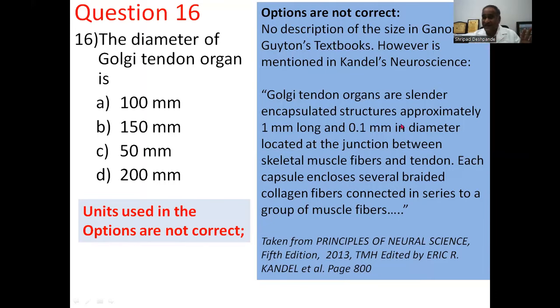These are flower spray endings, just like a spray, like a paint spray, extending over a large area. 100 micron is not a small area, it's a large area, and it's not a millimeter. Units used are not correct, so this question requires to be upgraded. I have taken this particular reference from Principles of Neural Science by Eric Kandel et al., on page 800, fifth edition, 2013.